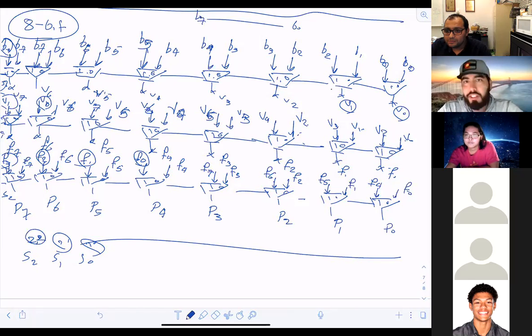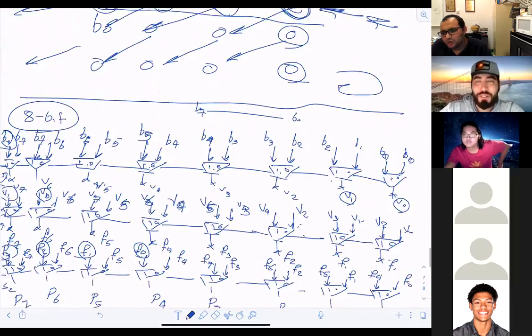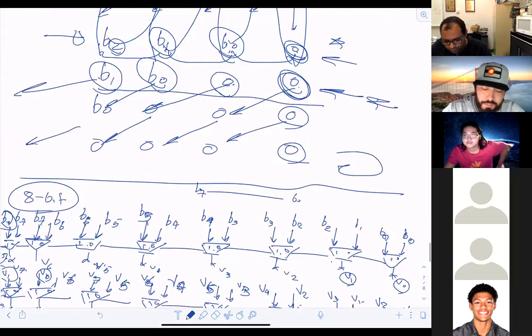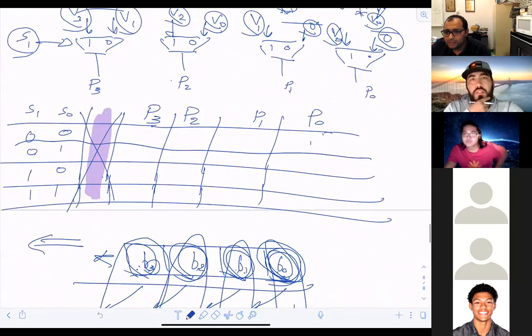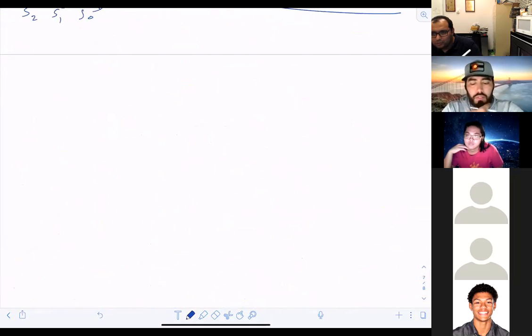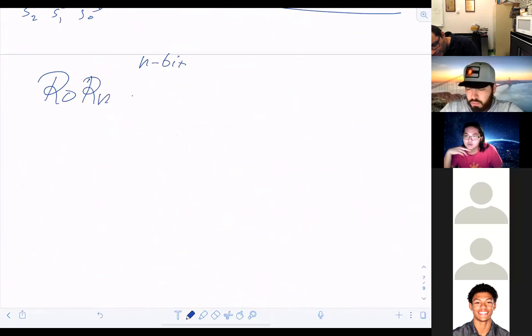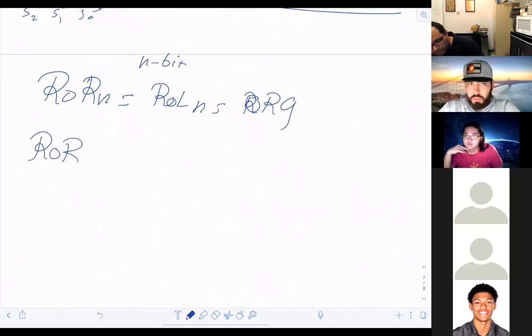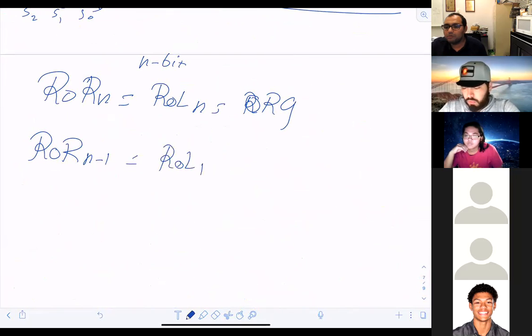This is a rotate right, right? Which you can make left also, with the trick we mentioned about n minus 1. If you have an n-bit register, rotate right n is equal to rotate left n, which is equal to the original. Rotate right n minus 1 is equal to rotate left 1.